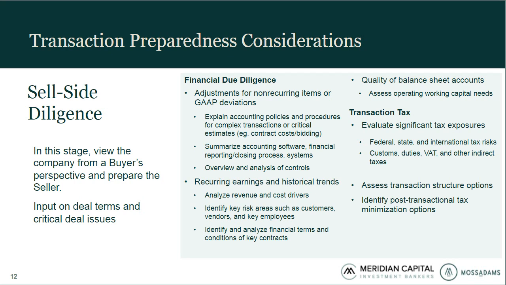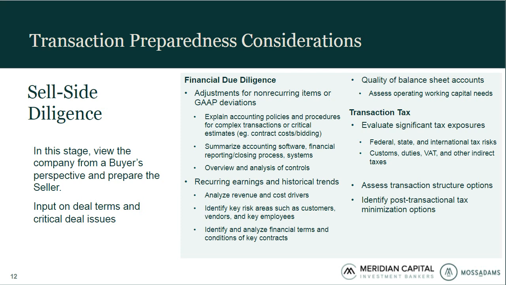We'll also go through accounting software, financial closing processes, and an overview of analysis and controls. And these are things that potential strategic buyers particularly are interested in, as well as private equity buyers who want to know that they're coming into a company that has solid systems. And if they don't, they want to be aware of it so that they anticipate any additional costs that might need to be incurred post-transaction.